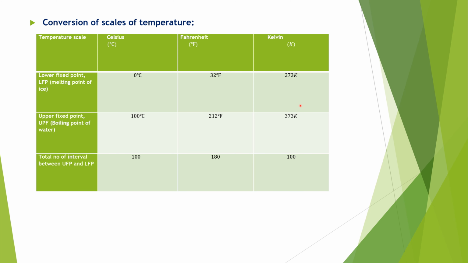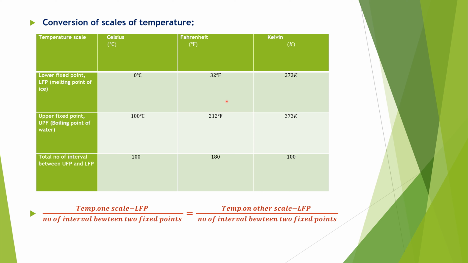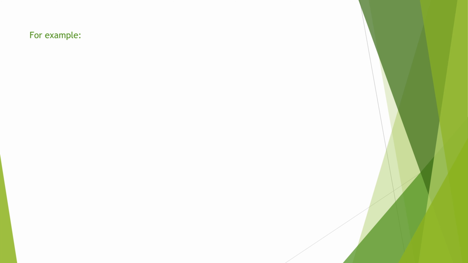If you memorize this table, you can easily convert a given temperature scale into your desired temperature scale. The formula we use is: temperature on one scale minus the lower fixed point of that scale, divided by the number of intervals between the two fixed points, is equal to temperature on the other scale minus its lower fixed point, divided by the number of intervals between the two fixed points. So here is an example: convert 300 Kelvin into the Fahrenheit scale.